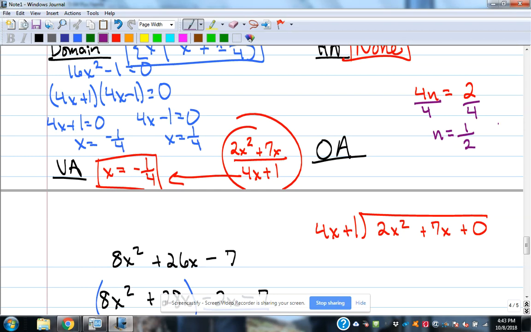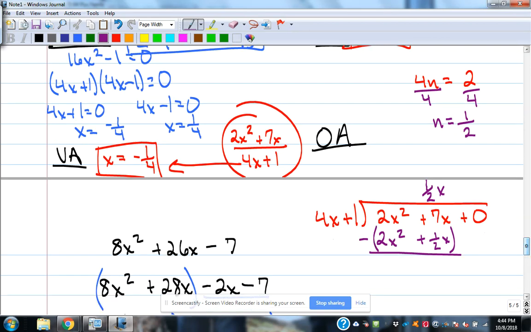So 1/2 times 4. Now, what times x would get me x squared? Another x. So I need a 1/2 x to get this. So I'm going to say 1/2 x up there. 1/2 x. And then I distribute that 1/2 x to everybody on the front. So 1/2 x times 4x is the 2x squared that I wanted. 1/2 x times 1 would be 1/2 x. Parentheses, subtract.